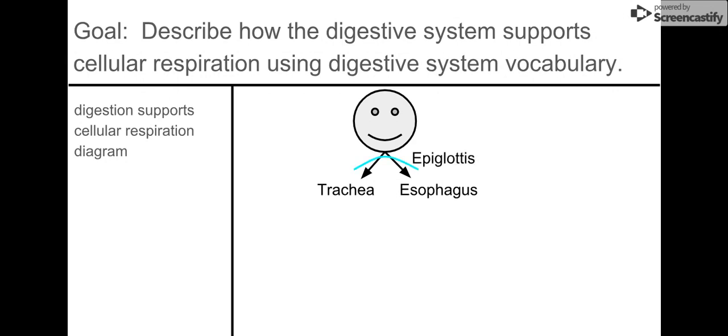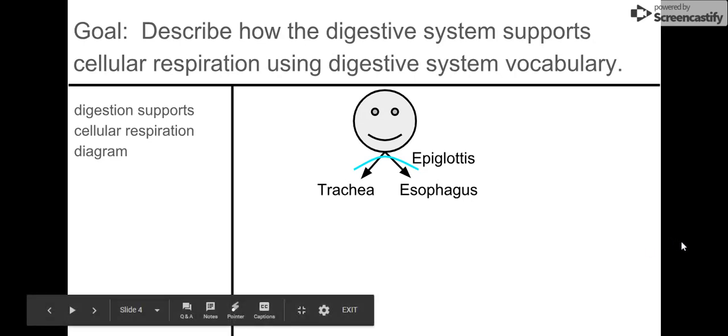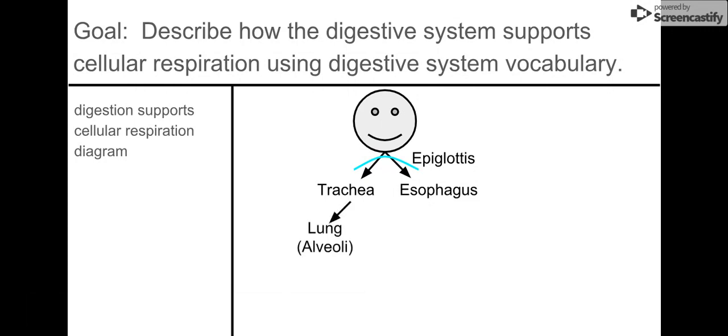Epi means the top, glottis, the gullet, so that's the top of your digestive system. It's going to keep food from going down your trachea. That's going to keep air from getting into your esophagus, unless you're just swallowing air, which is an odd thing to do. Trachea is going to lead to your lungs, and that's fine. That's the respiratory system. We don't care about that for now. Esophagus is more important for us since this is about the digestive system. Esophagus is going to lead to your stomach.